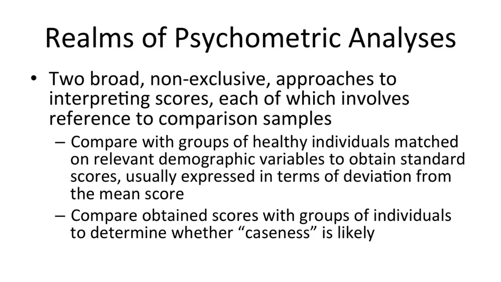Number one, you compare your groups with healthy individuals matched on relevant demographic variables, and you get scores, usually expressed on how well or how far people deviate from the mean of the obtained scores in the reference group. So am I below average? Am I above average? Those kinds of things are captured in the first group of psychometrics.